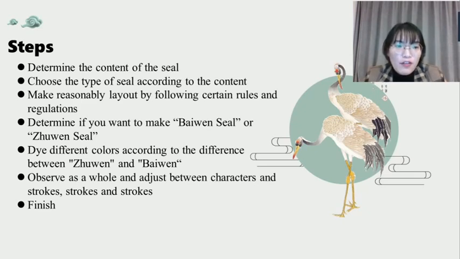In the fourth step, we need to determine if we want to make a Baiwen seal or a Zhuwen seal. In the fifth step, we need to dye different colors according to the difference between Zhuwen and Baiwen. And then we need to observe as a whole and adjust between characters and strokes. And then we will finish our work and have our seal.